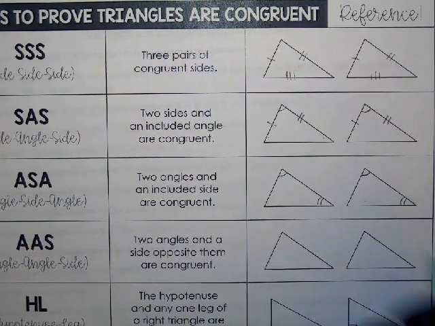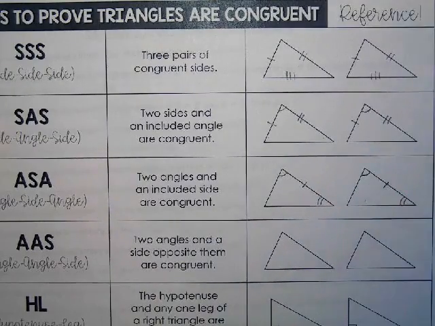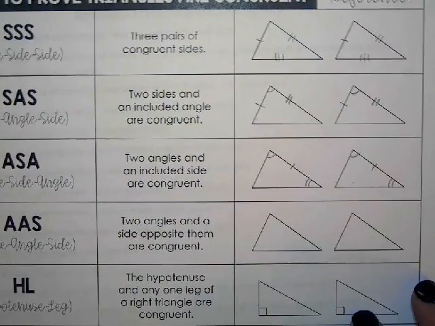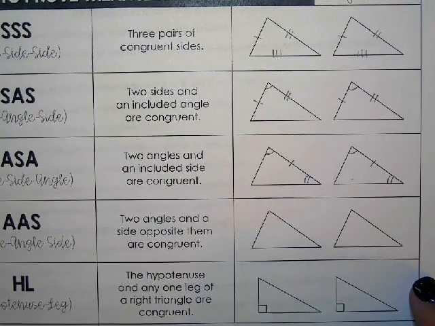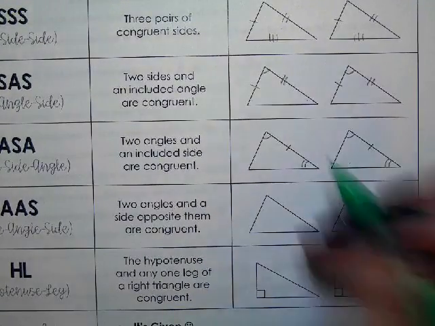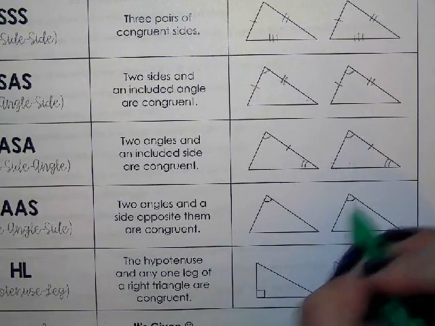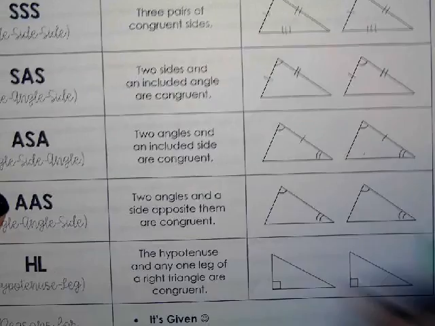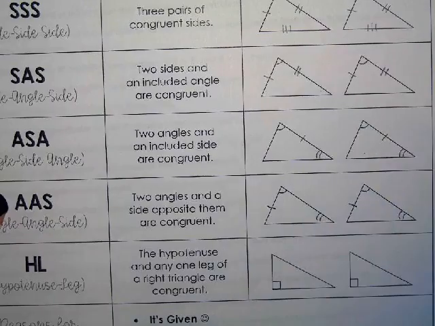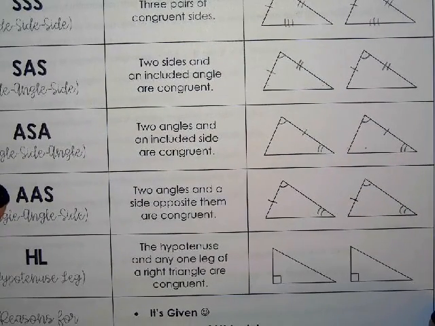And then it has to be the side that's in between them. So angle, two angles with the side in between them. Okay. And then angle, angle, side is, again, you have two angles, and you have a side that is not in between them. So two angles and a side that is not in between them.